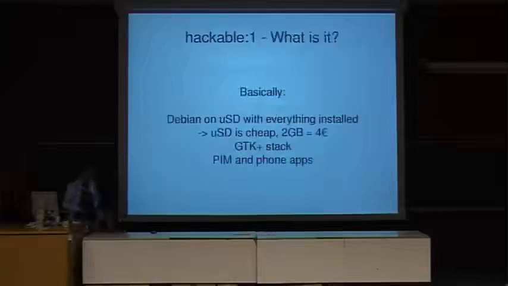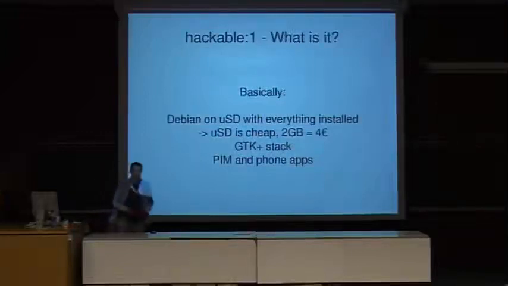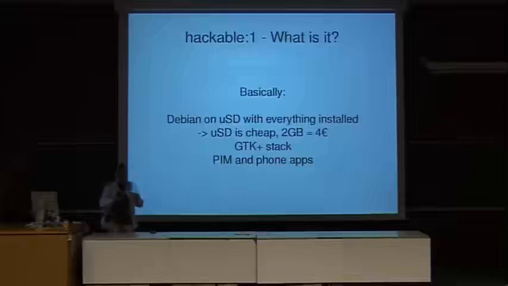Okay, go on here. So what is it? The name of the project is called Hackable One. And basically it is Debian on a micro SD card with everything already installed. Because we're all used to everything going really fast. Nowadays you do an update install, 15 seconds later it's on your computer, readily installed. Not so on an embedded platform because it's simply slow. You have good hardware, but things are slow.